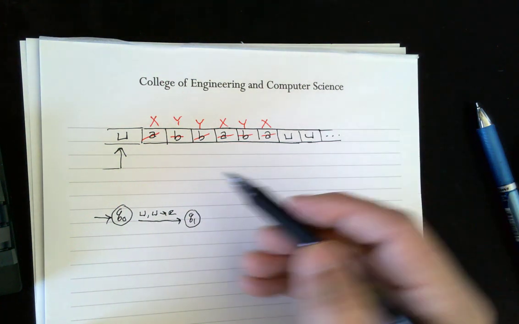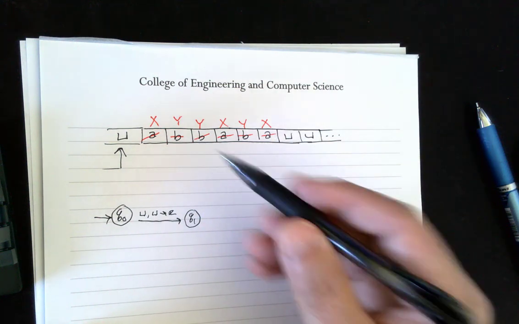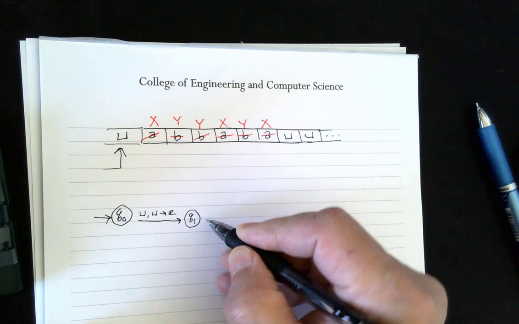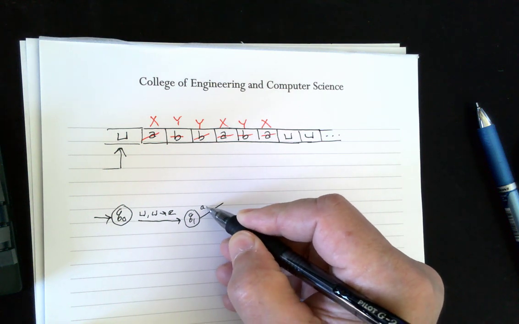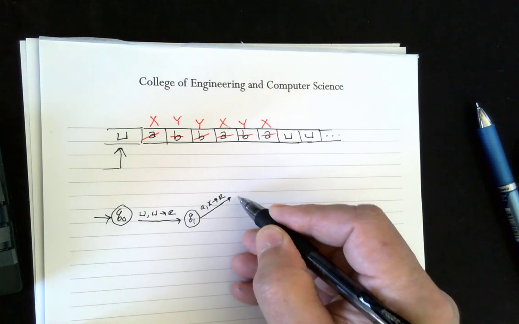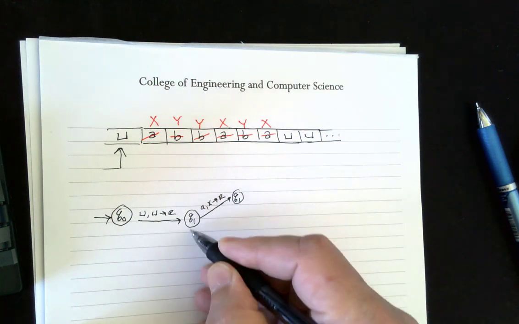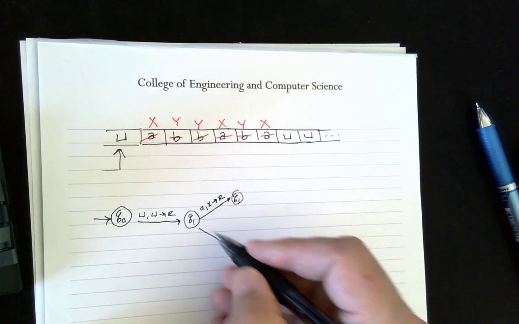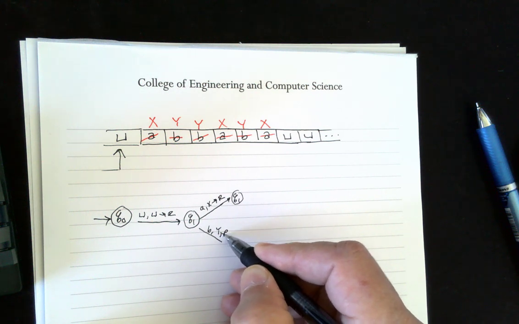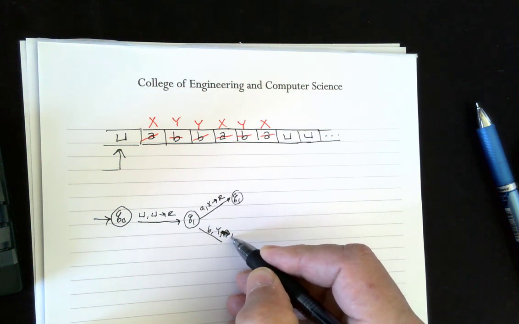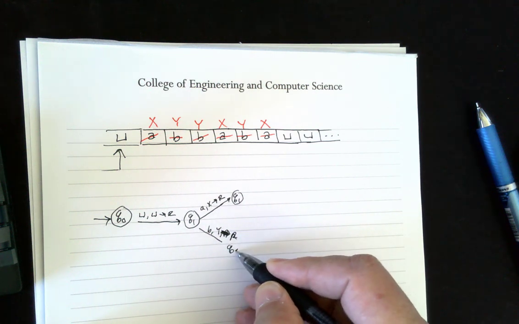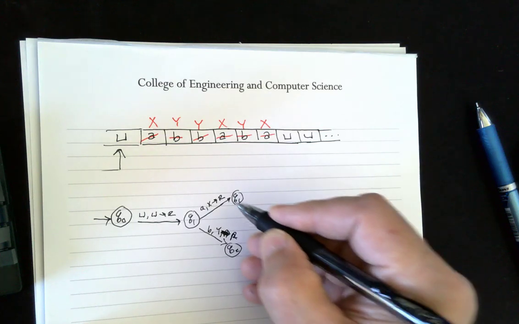On Q1, we will encounter our first input, either an A or a B. If we see an A, we convert that to an X and move to the right, and we go to state Q1. If we encounter a B, we will convert that to a Y and move to the right, and that's Q2. So that's the edge of Q1.